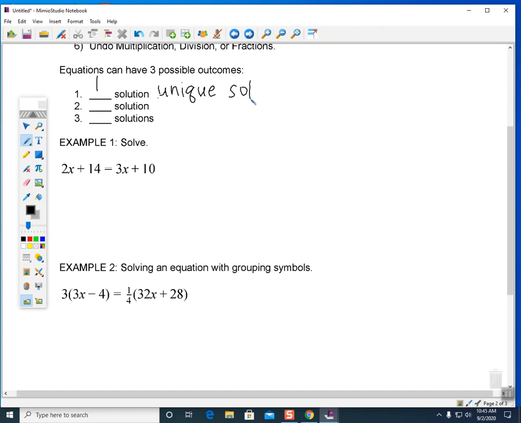All right, a unique solution means that it's the only one that we can find. That's it, there's just one. My next outcome is that it could have no solutions.